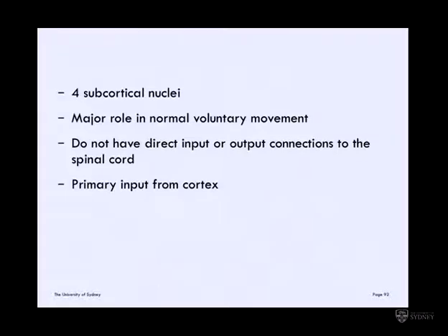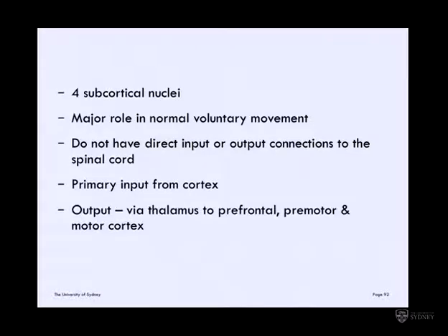So the primary input to these basal nuclei is from the cortex. And the output is via the thalamus. This is a group of nuclei, we'll talk about it later, located on either side of the third ventricle. Okay, so the third ventricle is a midline structure. On either side you have two thalamic nuclei, groups of cell bodies. So via the thalamic nuclei, they then send information to the prefrontal, premotor, and motor cortices to coordinate that voluntary movement.